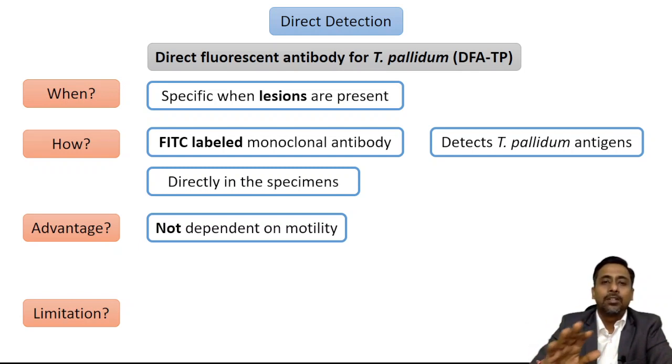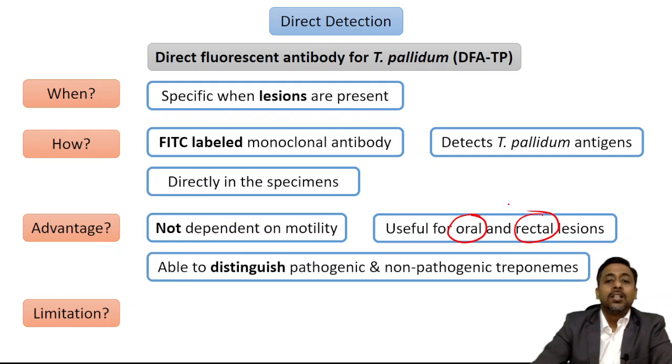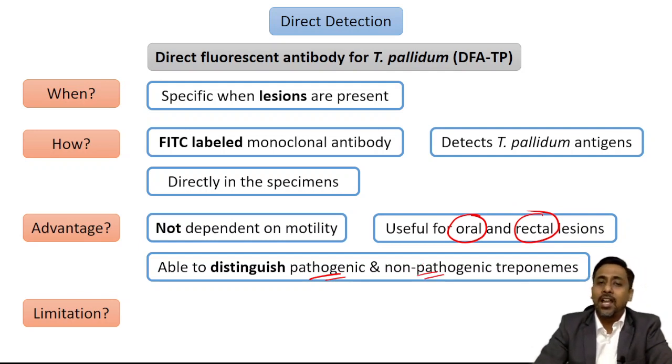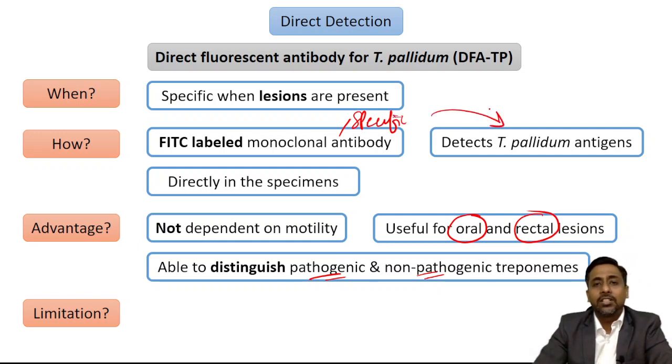So it will not depend upon the motility of the organism to detect the organism. Second, it can be used for oral and rectal lesions because it is able to differentiate between pathogenic and non-pathogenic treponemes. So it can be useful for oral and rectal lesions. Why is it able to differentiate between pathogenic and non-pathogenic? Because it is using a specific antibody to Treponema pallidum. So that's why it is able to distinguish between pathogenic and non-pathogenic treponemes.